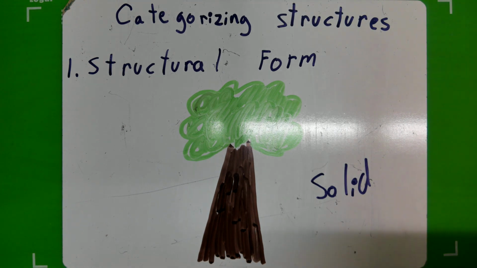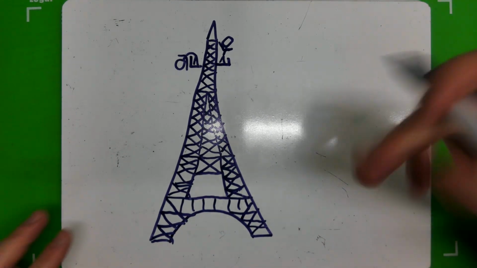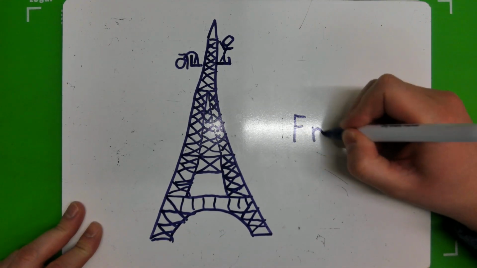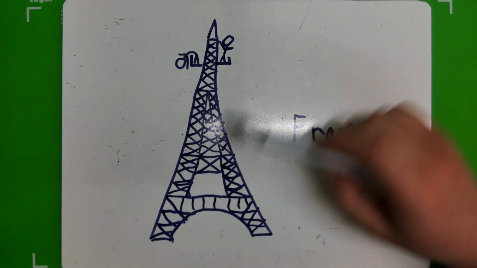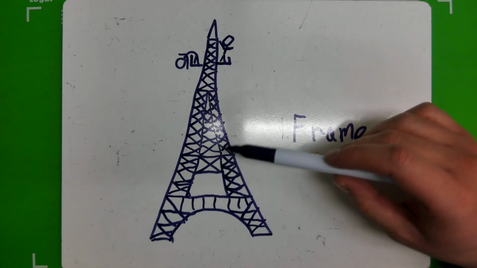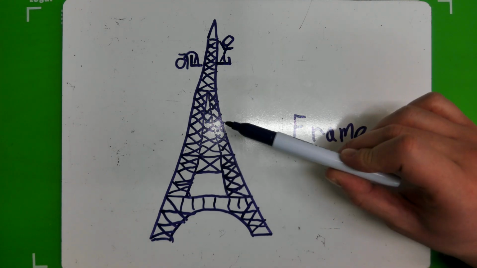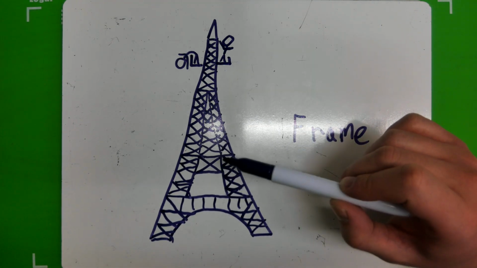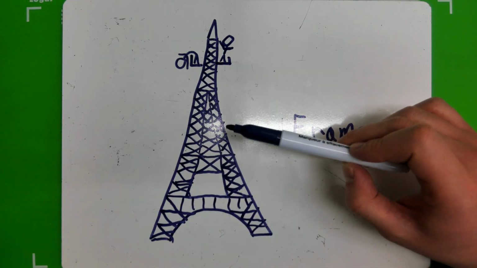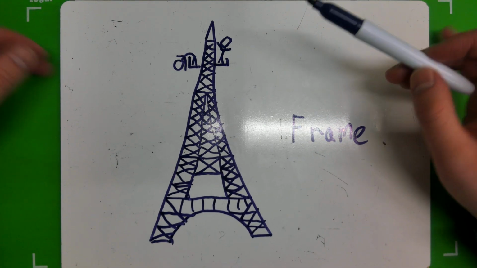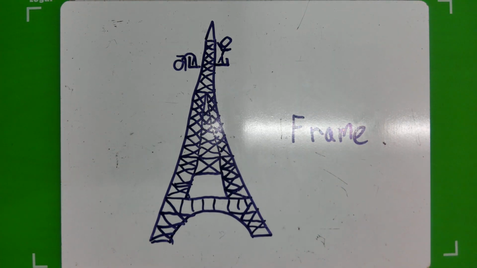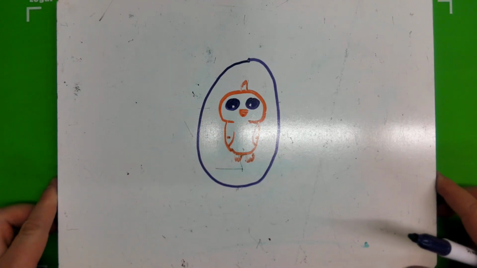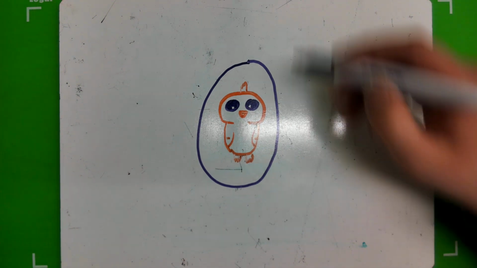In opposite to that, we have a frame structure. So a frame structure, in comparison, has a frame inside it to keep it strong. So it's not completely full, so it holds itself by having many pieces glued together or connected together and holding it still. Finally, the last structural form we can see is the shell.